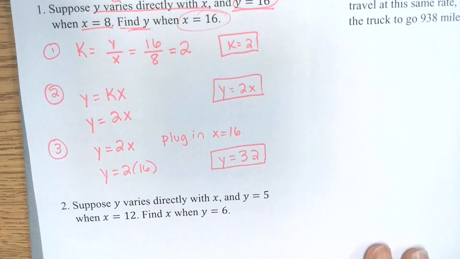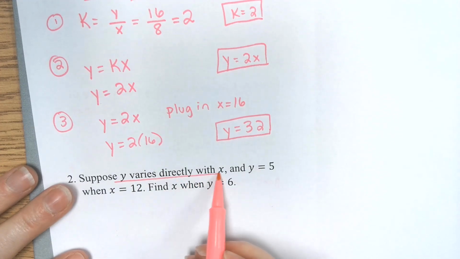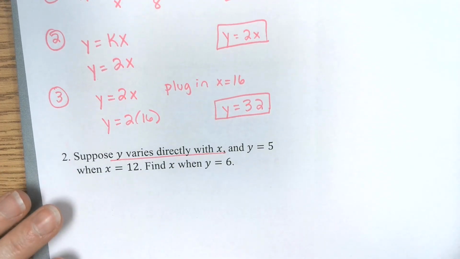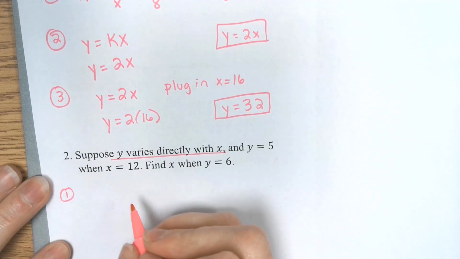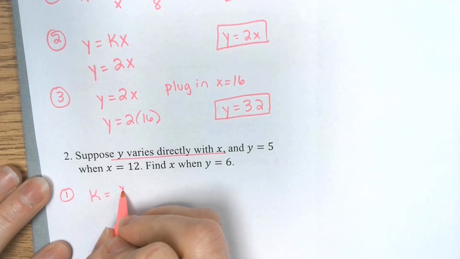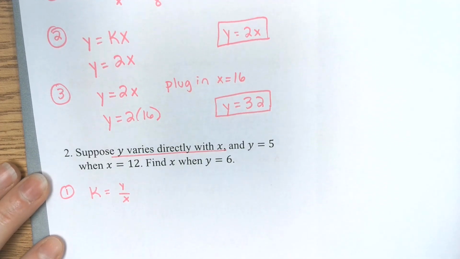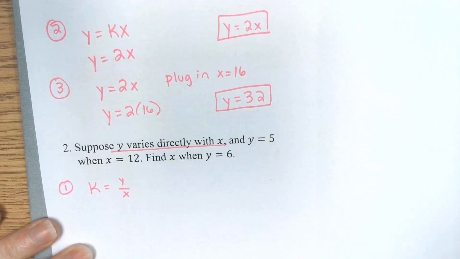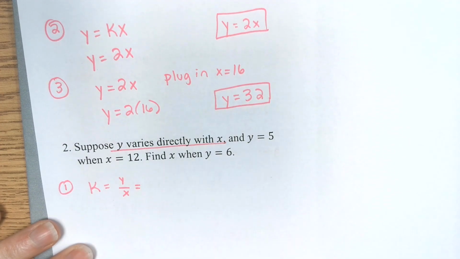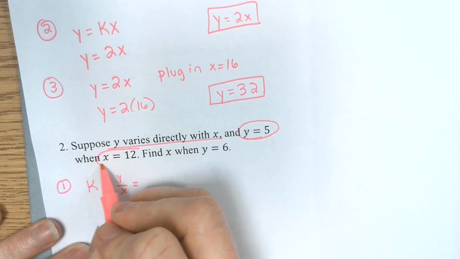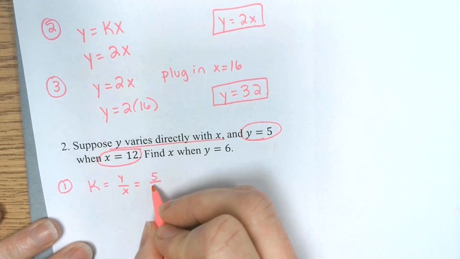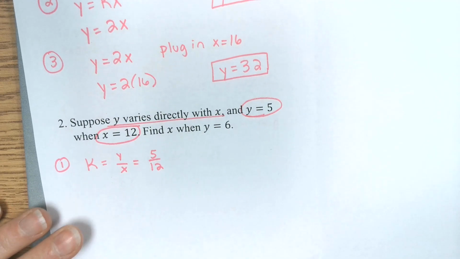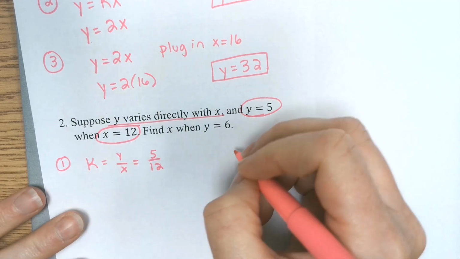Okay, let's go to number 2. Suppose y varies directly with x. Same phrase. Y equals 5 when x equals 12. Find x when y equals 6. All right, so number 1, k equals y over x. Find your constant of proportionality. It gave us y and it gave us x in the same sentence. So that's going to be 5 over 12. And we can't reduce that. So that is our k.